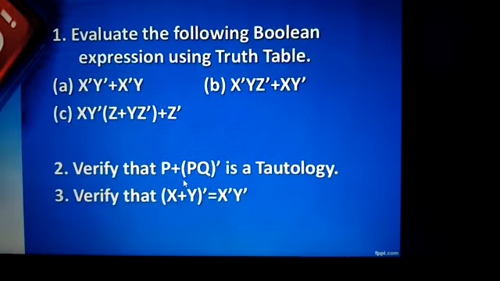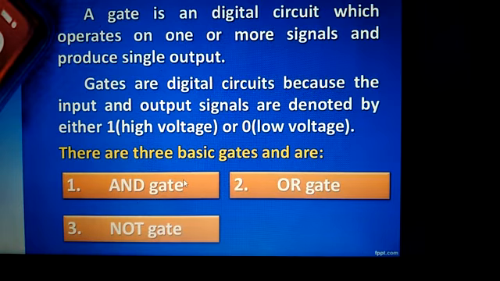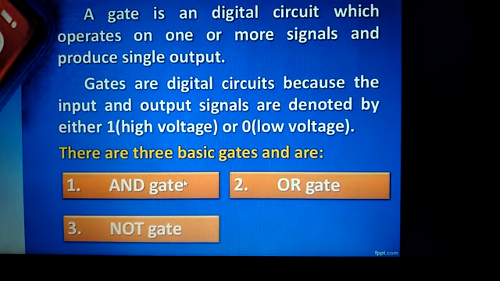Now we see what is a logic gate. This is the most important concept, and in the exam also one question definitely comes from this. What is a logic gate? A gate is a digital circuit which operates on one or more signals and produces a single output. First of all, starting with logic gates, I will try to explain what a digital circuit is.